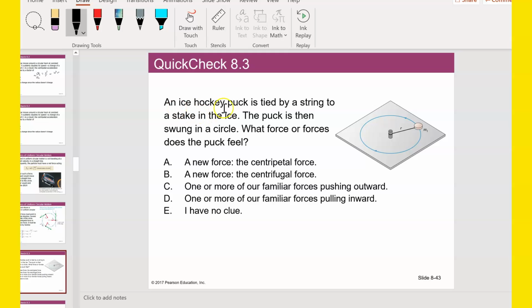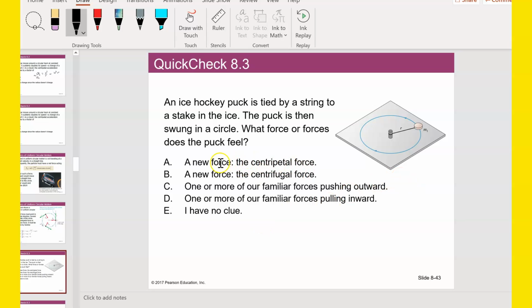Quick check 8.3. An ice hockey puck is tied by a string to a stake in the ice. The puck is then swung in a circle. What force or forces does the puck feel? Okay, so this thing is tied to the stake and it's moving in a circle. Does it feel a new force called the centripetal force, a new force called the centrifugal force, one or more of our familiar forces pushing outward, one or more of our familiar forces pushing inward, or you have no clue.